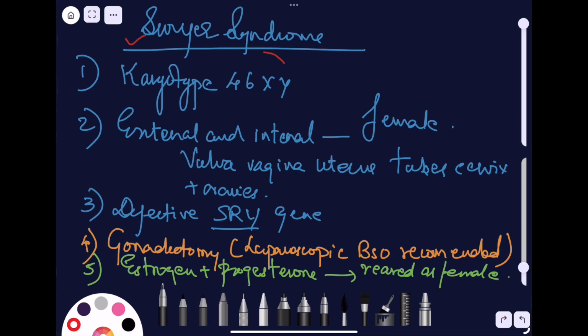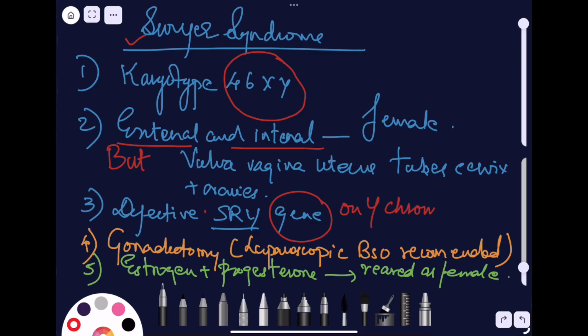The next is the Swyer syndrome, in which the karyotype of the individual is 46XY, meaning male, but the external and internal genitalia are female. That includes vagina, vulva, uterus, tubes, cervix, and ovaries. The reason behind this is presence of a defective SRY gene. Gonadectomy is recommended to prevent cancer, and estrogen and progesterone supplementation is given to such patients.